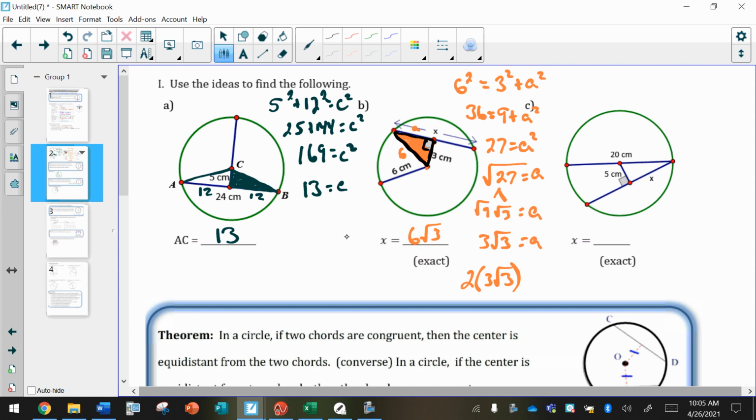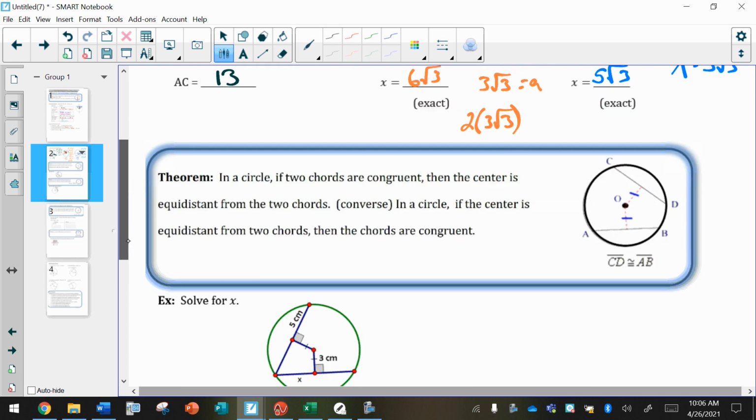Our third one, we're given a diameter length of 20. That means my hypotenuse for my little right triangle here is 10. The height was 5. We can solve for x by doing the Pythagorean theorem. Ten squared is 100, 5 squared is 25, subtract 25 from both sides. The square root of 75 would be simplified down into 5 radical 3 for x.